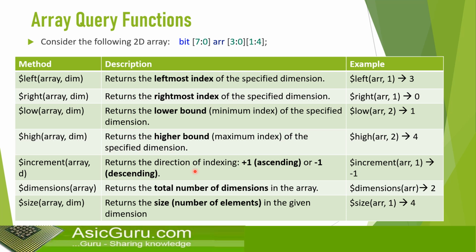Next we have $increment, which returns the direction of indexing. Here we are passing the dimension as 1. For the first dimension, the direction of indexing is descending, it is decreasing, so it returns the value -1. Next is $dimension, which returns the total number of dimensions in the array. Here we have 2 dimensions, so it returns the value 2. Next is $size, which returns the number of elements in the given dimension. Here we are passing the dimension as 1, so it returns the size as 4.